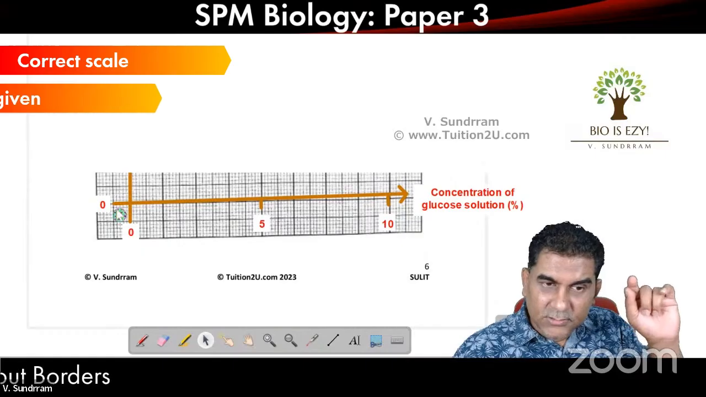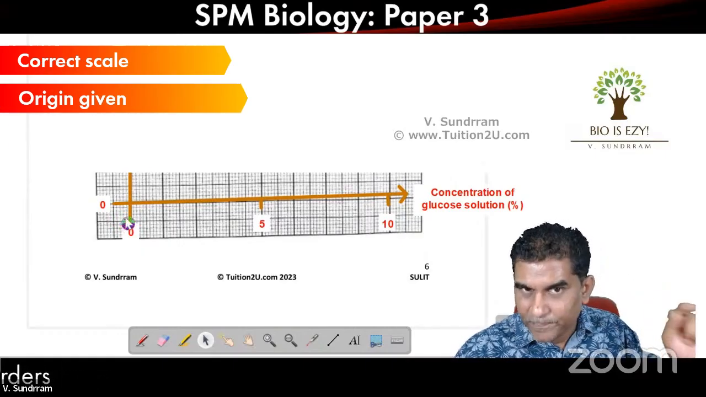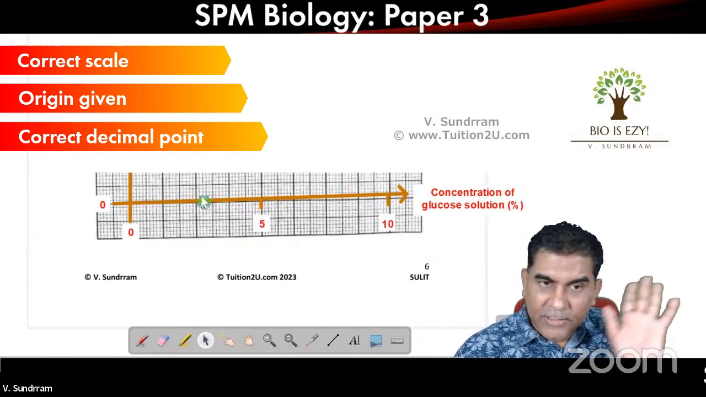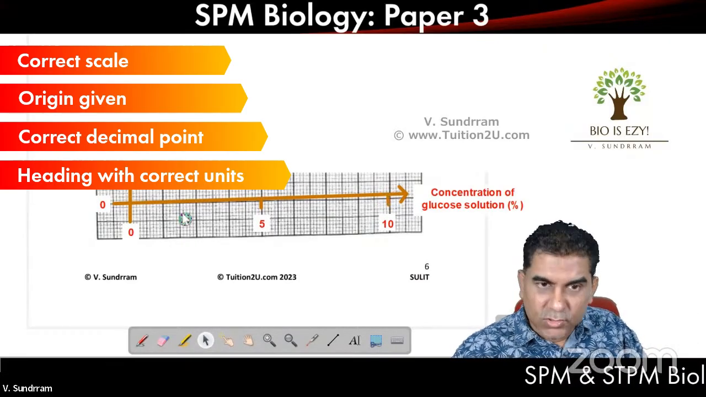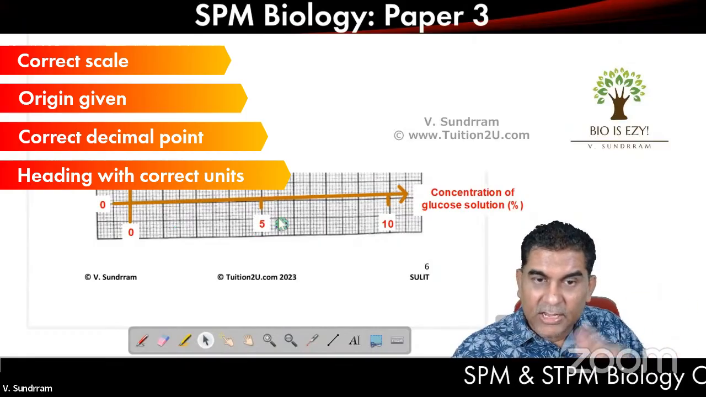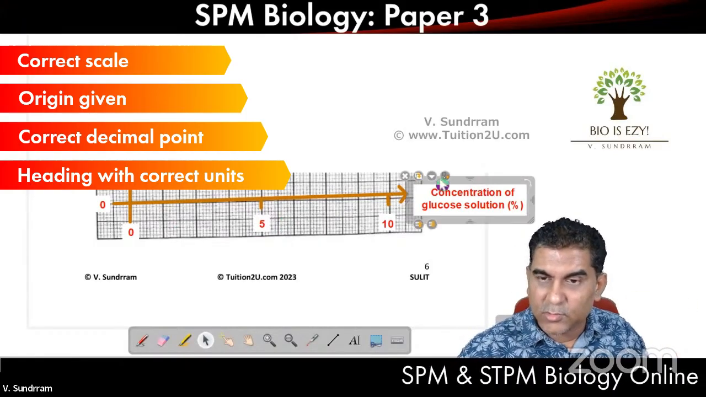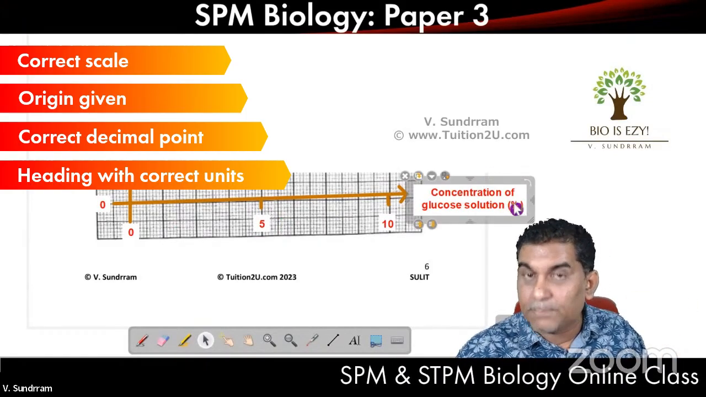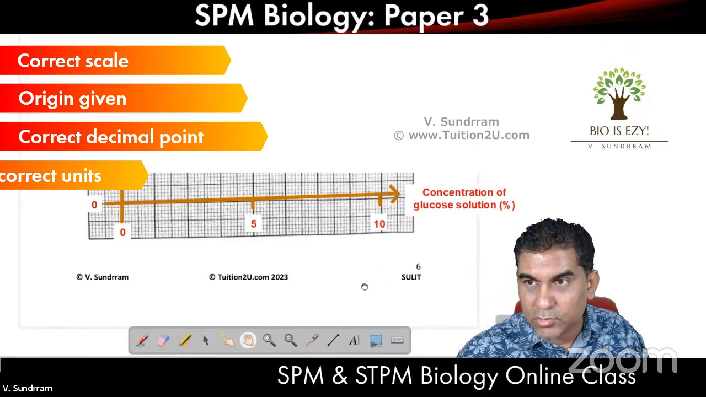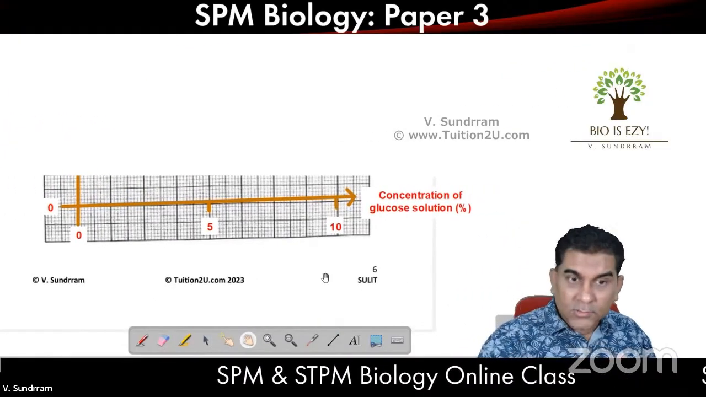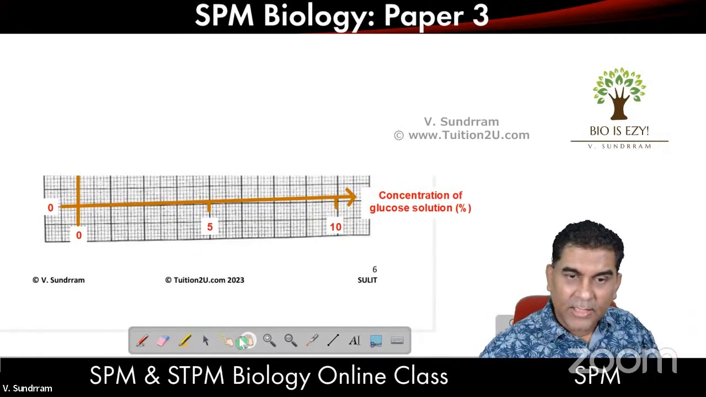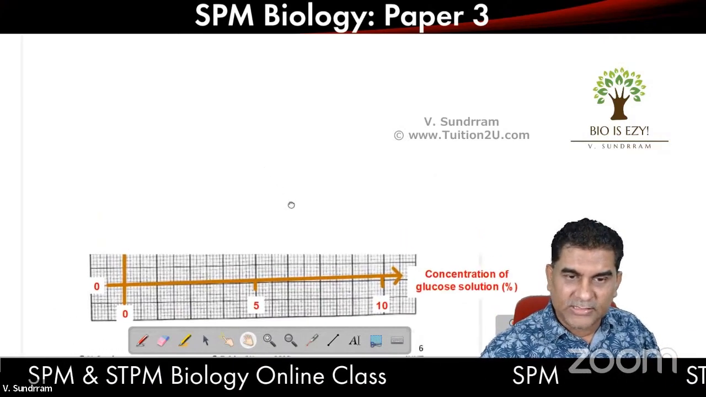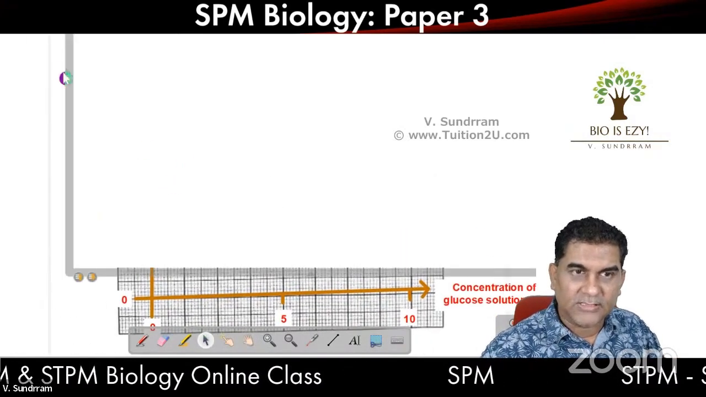Don't forget to label the origin 0, 5, 10. Make sure the scale is same. So I'm using 4 grids or 8 grids. Here got another 8 grids. So the scale must be correct. The label must be correct. Here also, concentration of glucose solution, percent. The unit also must be given. So I secure my X. I make sure my X axis is already correct. Then I go to the Y axis. Now this is how the Y axis should look like.